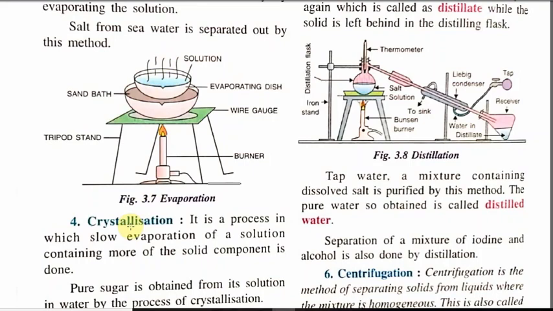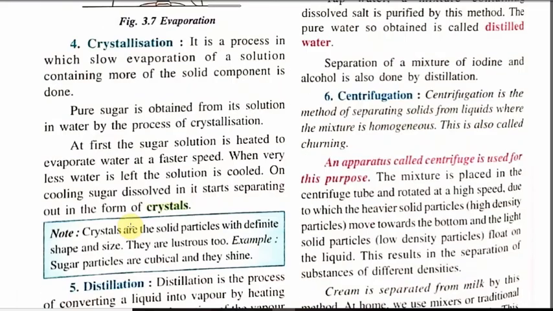The next process is called crystallization. It is a process in which slow evaporation of a solution containing more of a solid component is done.